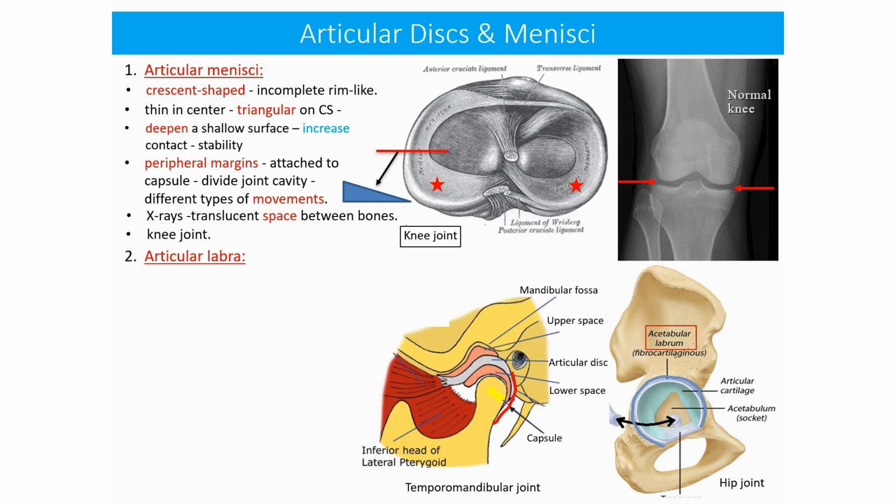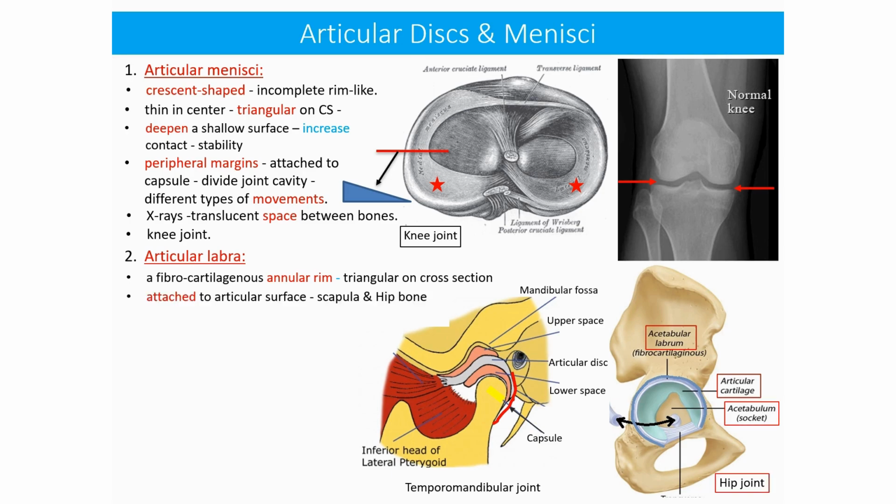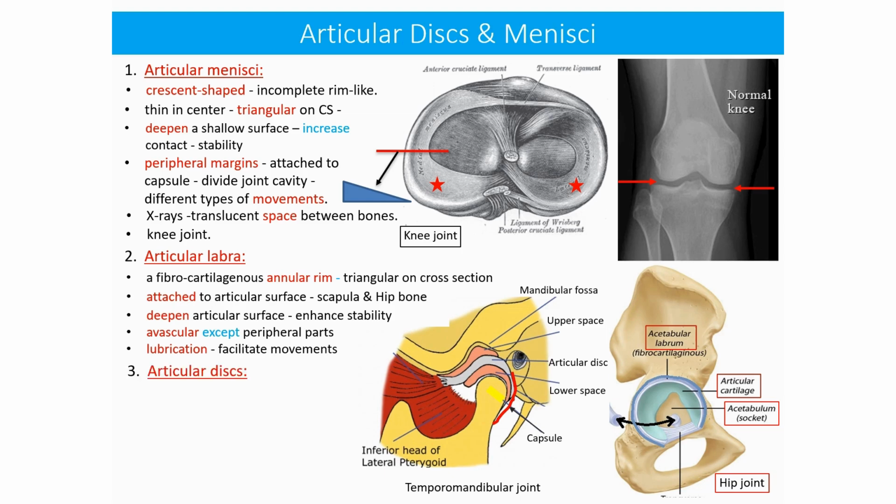Number two is articular labra. These are in the shape of a fibrocartilaginous annular rim, which is triangular on cross section. Articular labra are attached to the articular surface of one of the bones which form the joint, such as the scapula and hip bone. They deepen the articular surface, hence enhance stability. They are avascular except their peripheral parts. They provide lubrication, hence facilitate the movements.